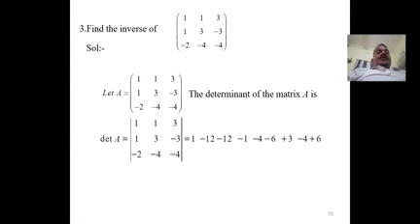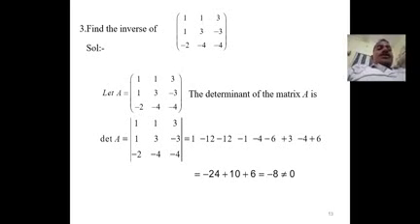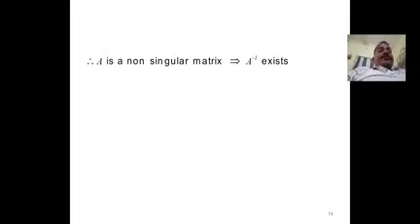Next, one more problem: A equal to 1 1 3, 1 3 minus 3, minus 2 minus 4 minus 4. Let A equal to this matrix. We have to show that A is a non-singular matrix. So find the determinant of A, which we get as minus 8. Therefore A is a non-singular matrix, and therefore A inverse exists. Now we have to find A inverse.